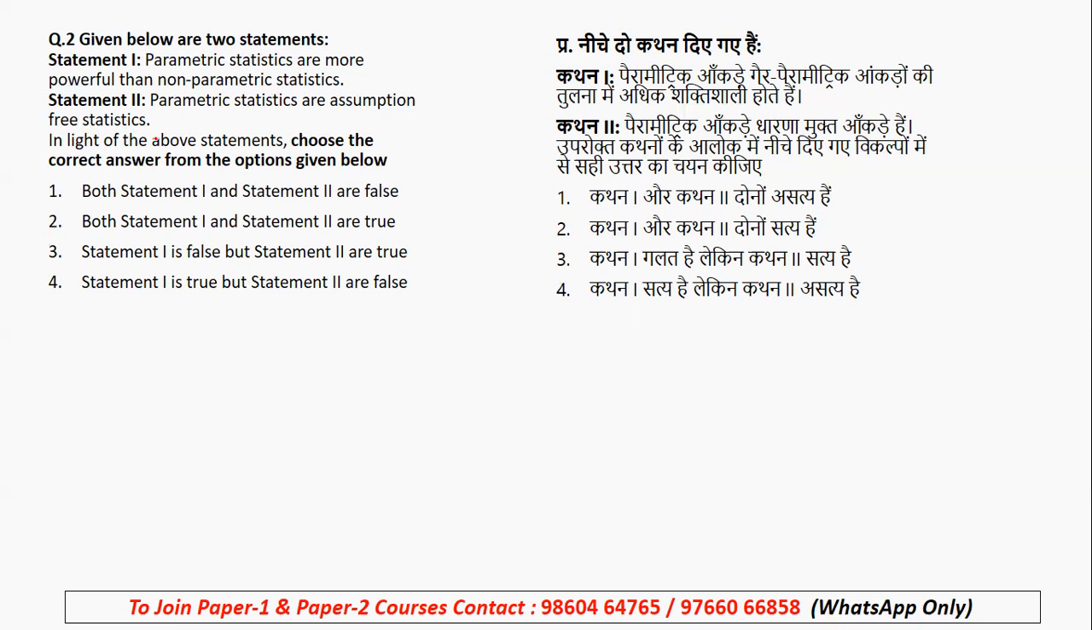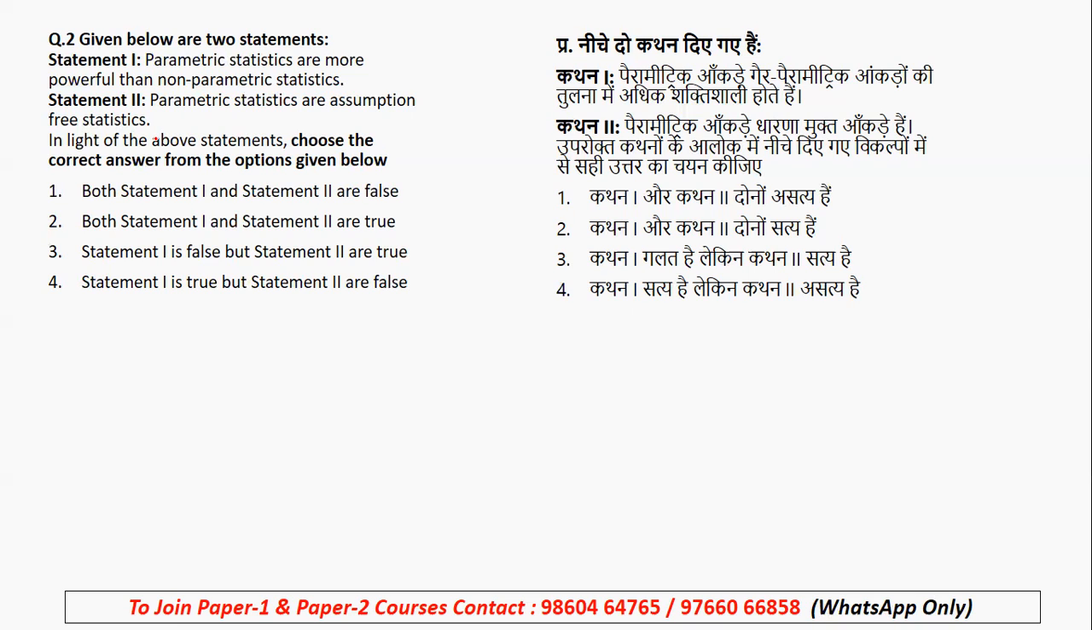So let's read the statement again. Parametric statistics are more powerful than non-parametric statistics, and parametric statistics are assumption-free statistics. So which statement is right, which statement is wrong? We need to understand that very well. If you still have a doubt, I'll tell you when parametric is used. Comparing means of more than two samples, we use parametric. It is basically comparing the variances of two samples, and it is used for large samples.